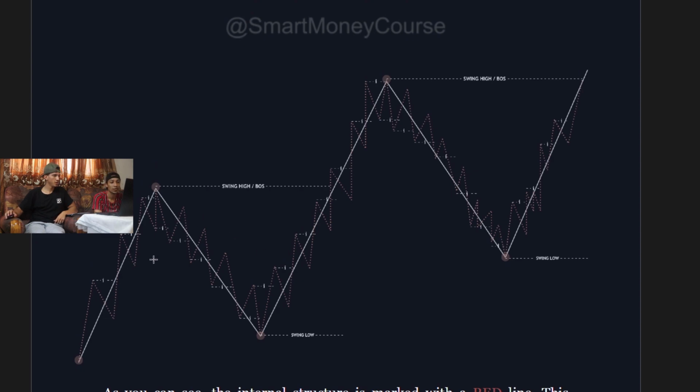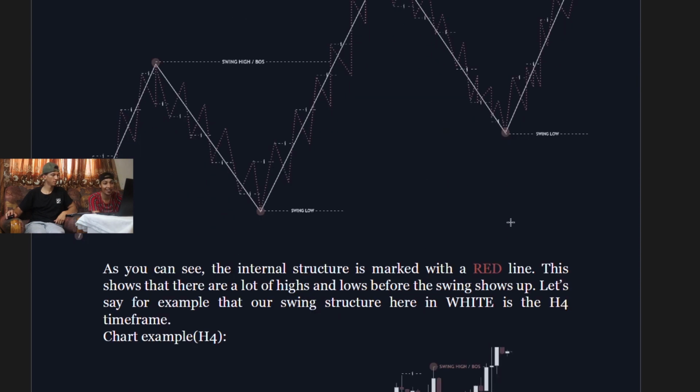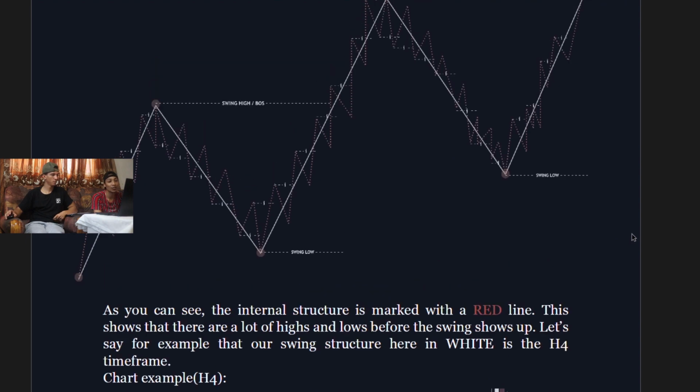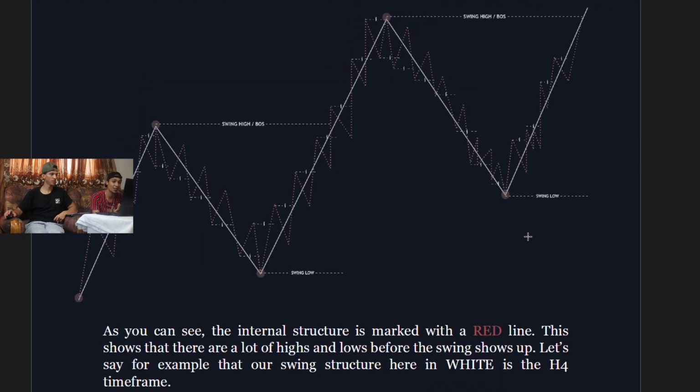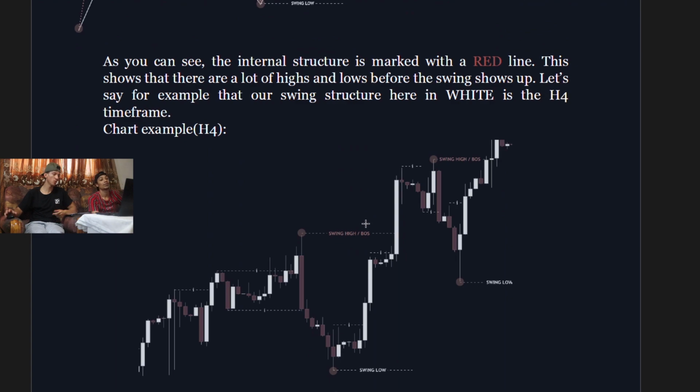As we can see, this is your swing. This is your BOS or swing high, which is just another word for your high. So here we've got your BOS, and there we go. As you can see, the internal structure is marked with a red line. That shows that there are a lot of highs and lows before the swing shows up. Let's say, for example, that our swing structure is on the 4 hour time frame. As we can see here in the chart example, this is just a line, and this is how it would actually look on TradingView.